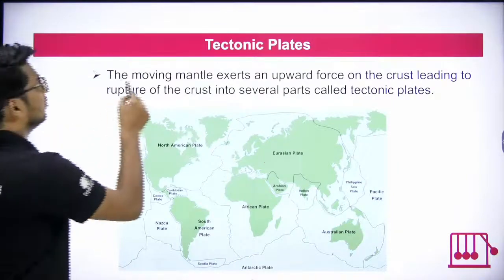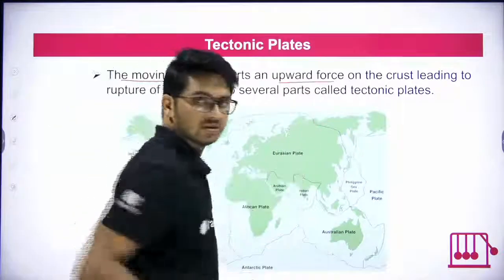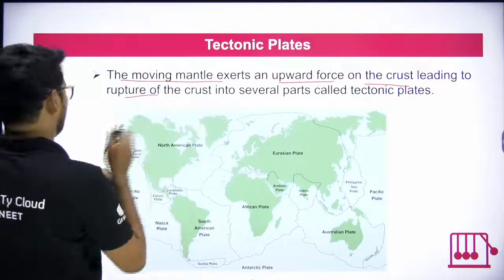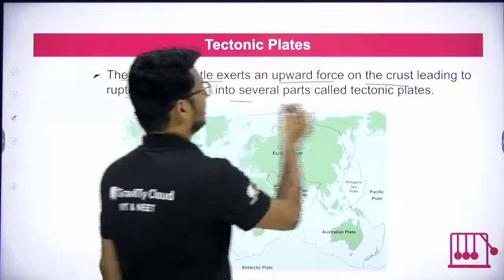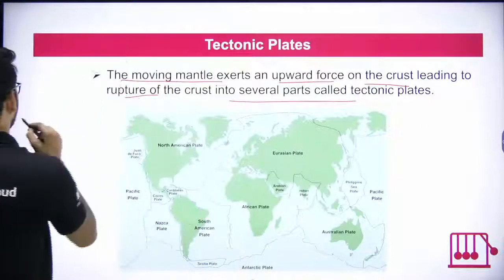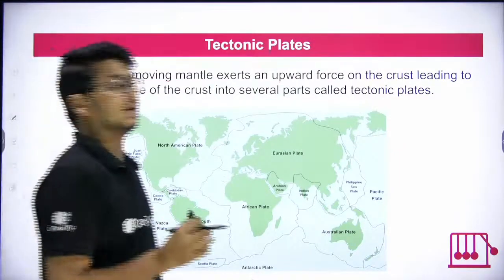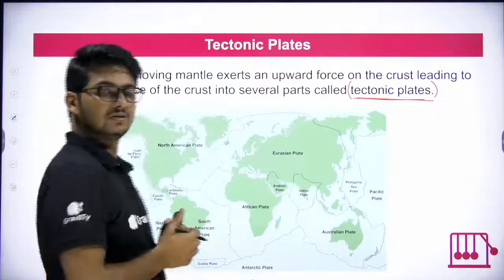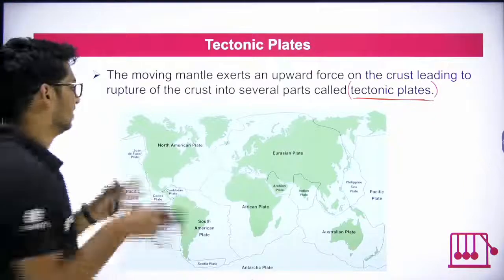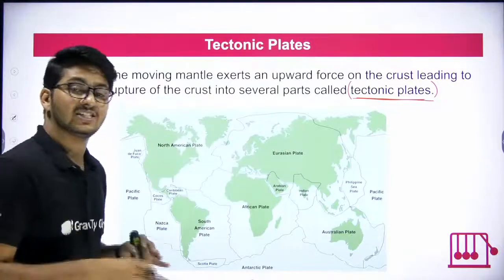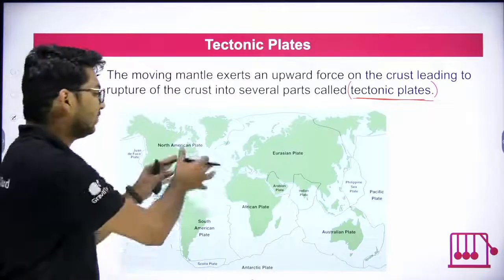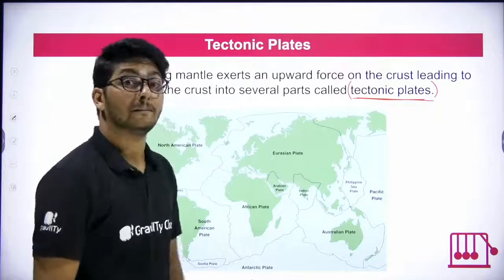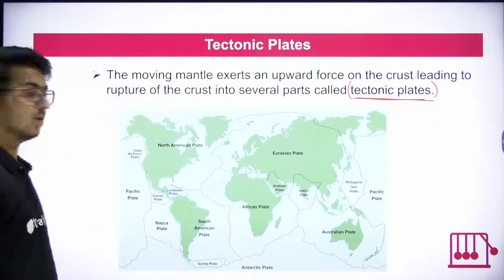Okay. So here the moving mantle exerts an upward force, upward pressure on the crust, leading to rupture of the crust into several parts. So the crust breaks into several parts and each part is called a tectonic plate. This word is very important, tectonic plates. So again imagine it this way. Each of them is like a ship floating on water. But these plates are floating on the Earth's mantle. Good? Okay.